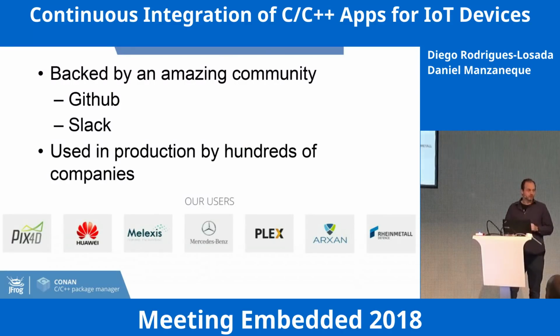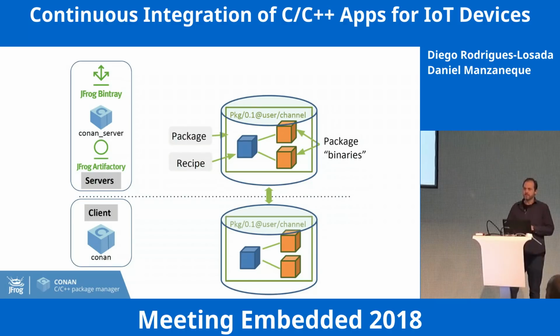It is a very live project. It has more than 2,000 stars in GitHub, an amazing community, especially in Slack, in the CPP Lang Slack. There is a Conan channel with more than 500 people, very friendly. It's a very good resource. And there are many, many hundreds of companies using Conan in production as of today. Many of them using it for embedded.